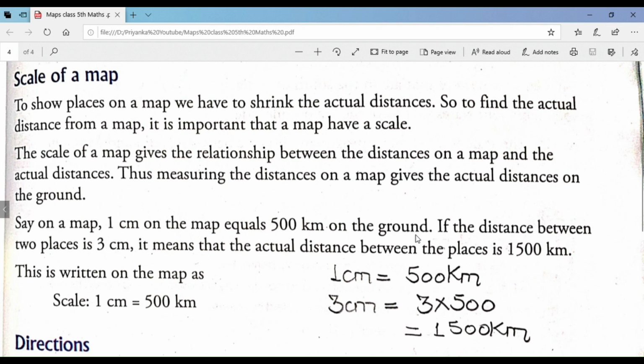Yes students, pay attention now. It is now scale of a map. To show places on a map, we have to shrink the actual distances.